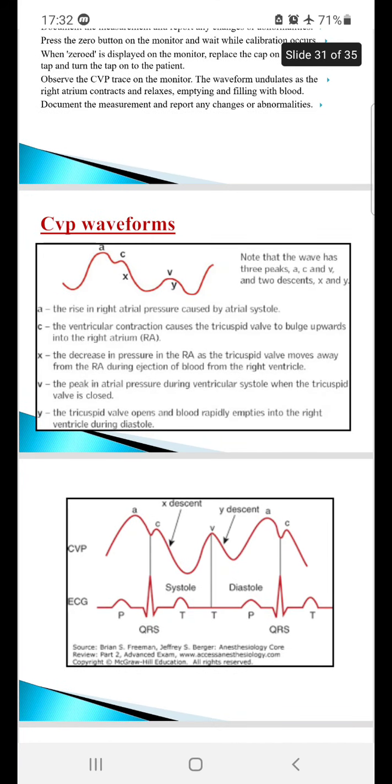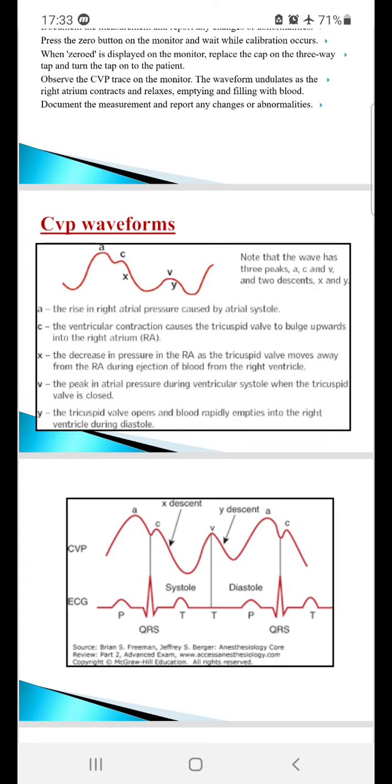This is the shape of the CVP waveforms. The waves have 3 peaks, A, C and V, and 2 descents, X and Y. A is the rise in right atrial pressure caused by atrial systole. C is when ventricular contraction causes the tricuspid valve to bulge upward into the right atrium.